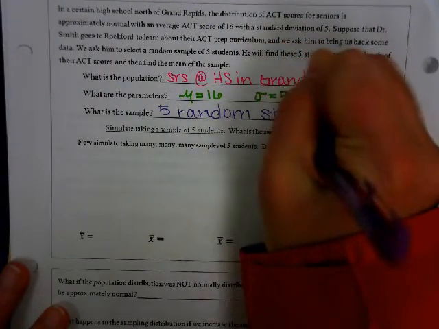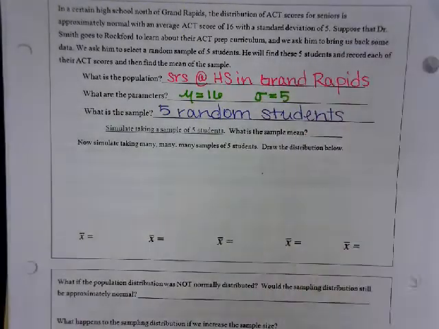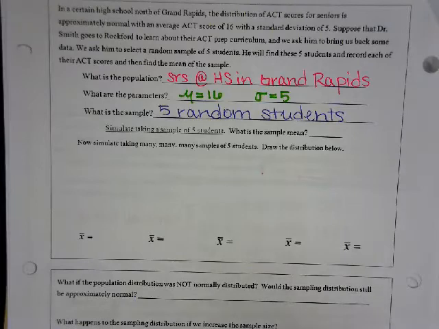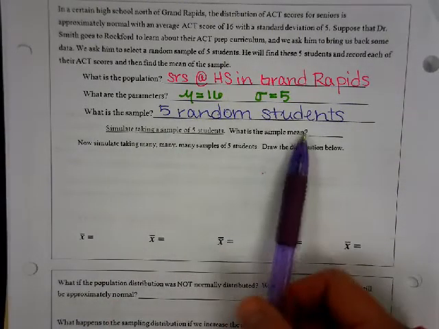Like I told you, the reason why I chose 16 is because I have a statistical applet, which I'm going to pull up in a minute, and it's set with a mean of 16 and a standard deviation of 5. So we're going to simulate taking a sample of 5 students, and we're going to find the mean.